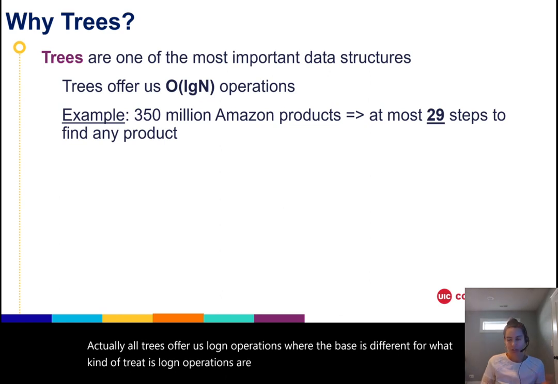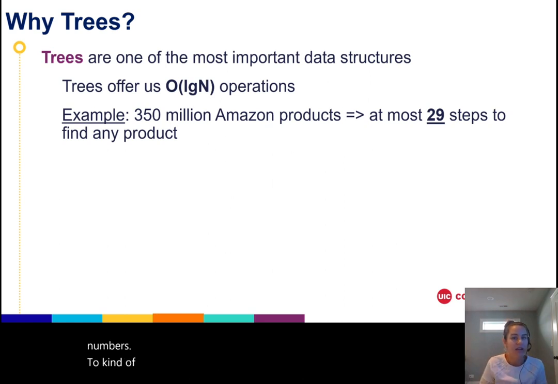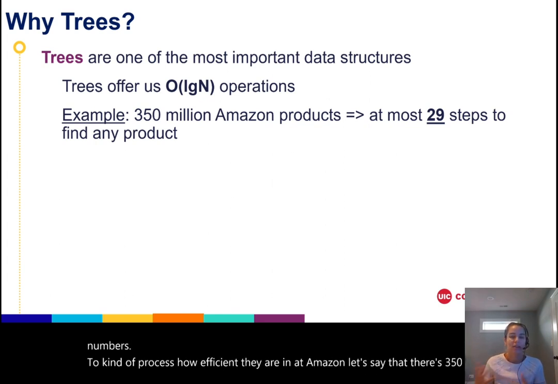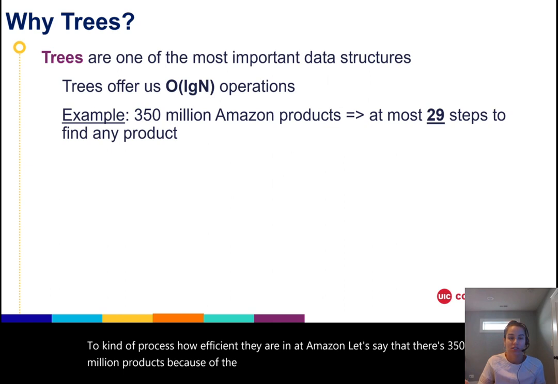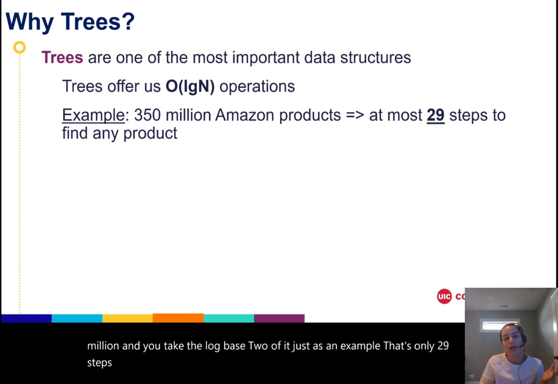And if you just want some numbers to process how efficient they are, at Amazon, let's say that there's 350 million products. Because of the log n operations, if you take that n, 350 million, and you take the log base 2 of it, just as an example, that's only 29 steps to locate any product in perhaps a search.